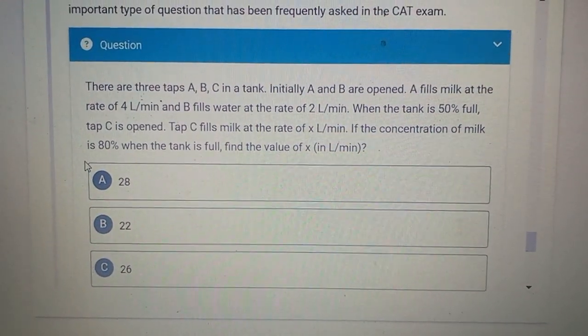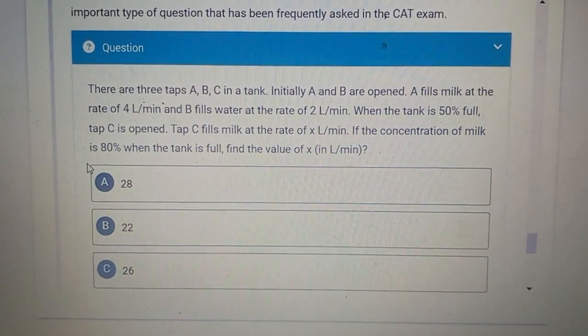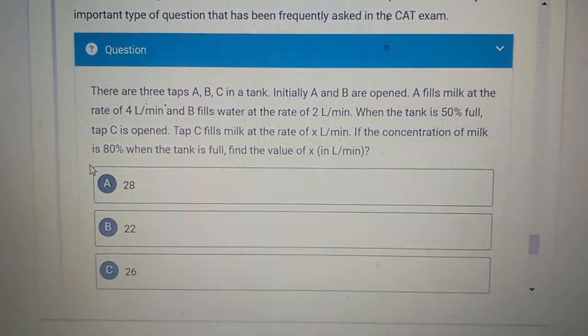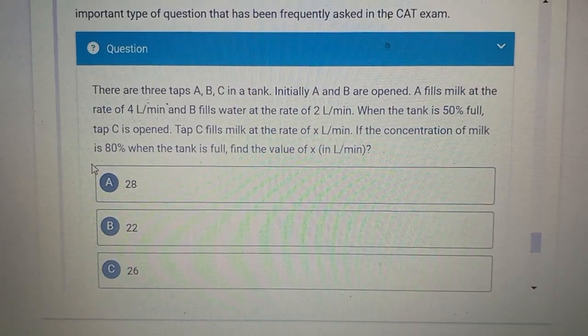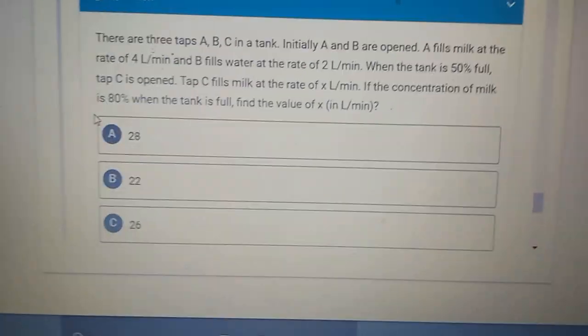Tap C fills milk at the rate of X liters per minute, and if the concentration of milk is 80% when the tank is full, find the value of X in liters per minute.